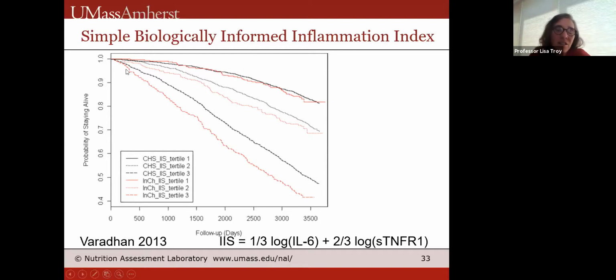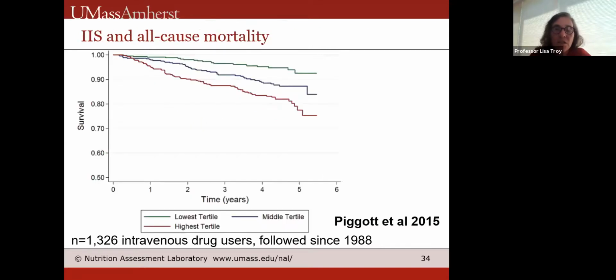thinking about survival rates. These are standard curves that are used in some of the calculations that we do, and survival rates decreased depending on how much inflammation was present. And you'll see a similar thing here with intravenous drug users and survival rates: the higher the inflammation index score, the lower the chances of survival among IV drug users followed over time.